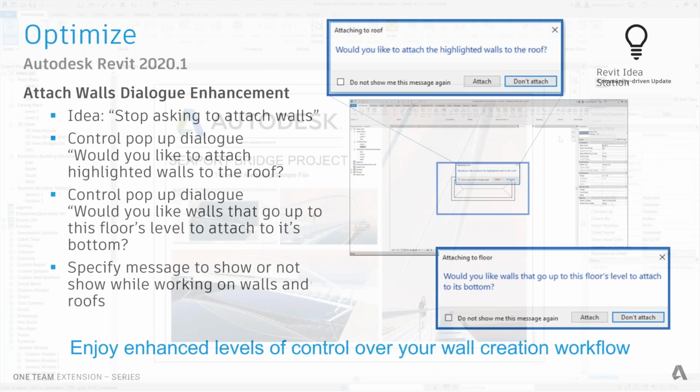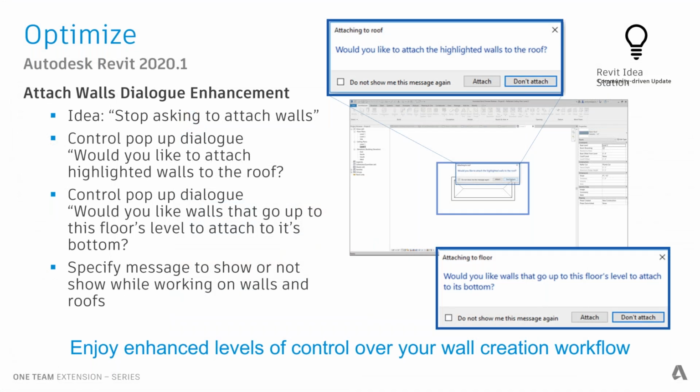Some of the few small enhancements that you will constantly see are wall attachment to roof and wall attachment to floor. Most of the time it will ask you, would you like to attach to the roof or would you like to attach to the floor? And you have an option to not show this message or show this message. That makes it easier to do what you generally prefer, and you can set that rule for yourself.